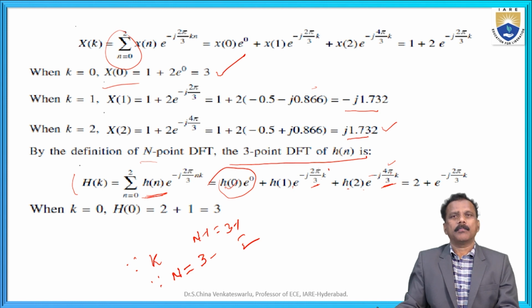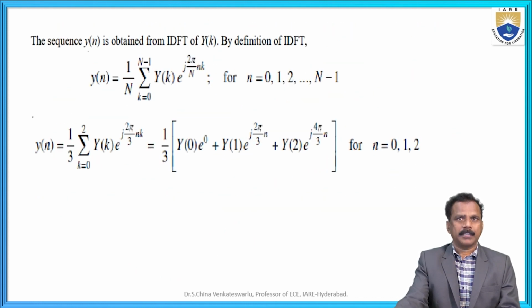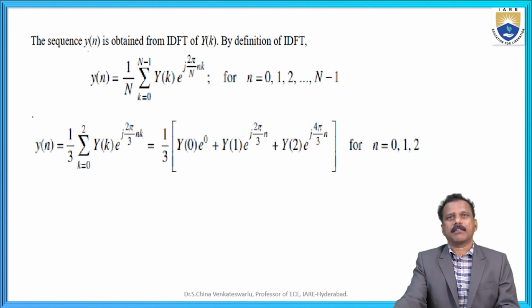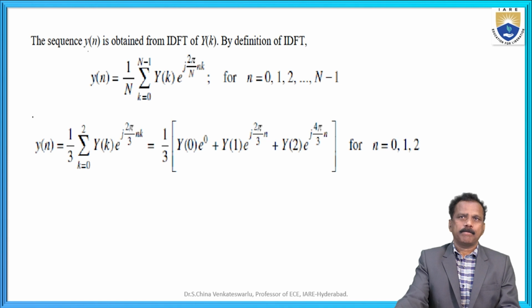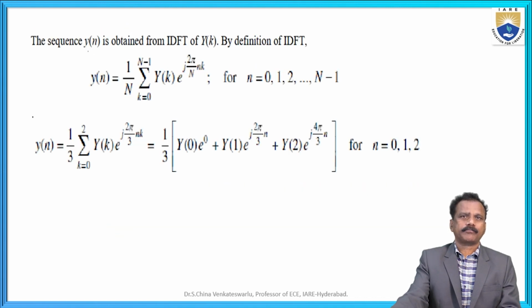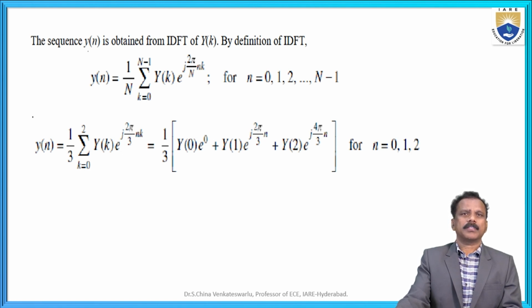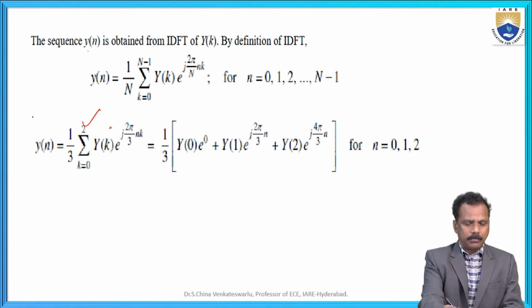So when k equal to 0, h of 0 equals 2 plus 1, equal to 3. Like this, k equal to 1, k equal to 2, and so on. Finally, we have to verify. The sequence y of n is obtained from the IDFT of y of k by the definition of the IDFT. So in this case, y of n is equal to 1 by 3, because of the IDFT. To verify, we are computing y of n equals 1 by 3 times the summation for k equal to 0 to 2 of y of k into e power j 2 pi by 3 into n k.